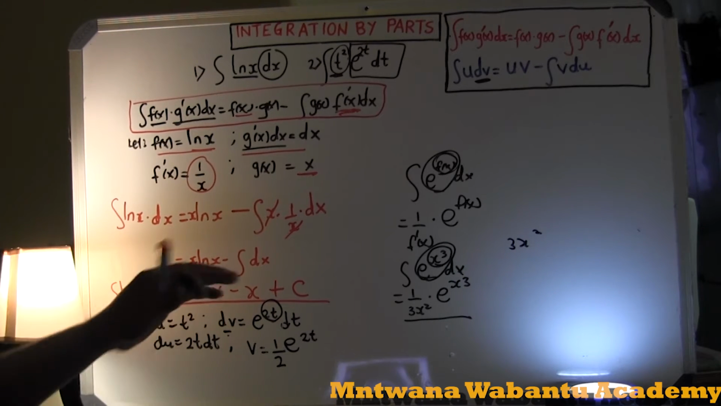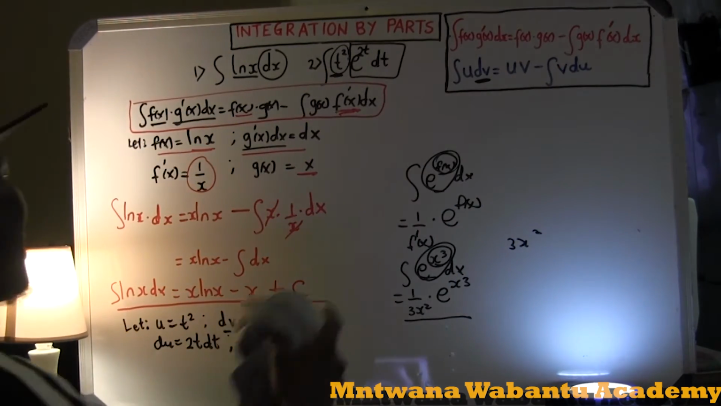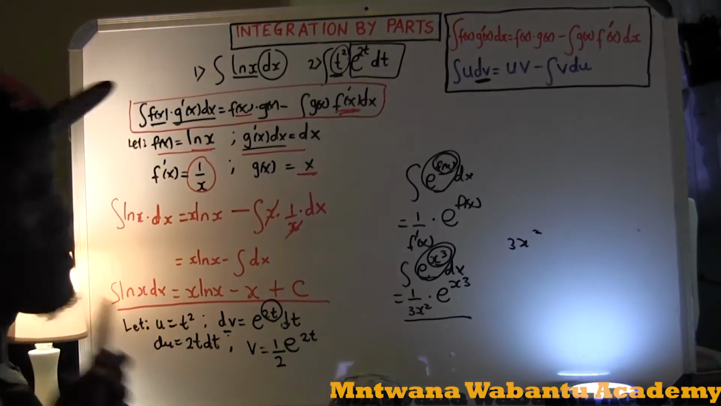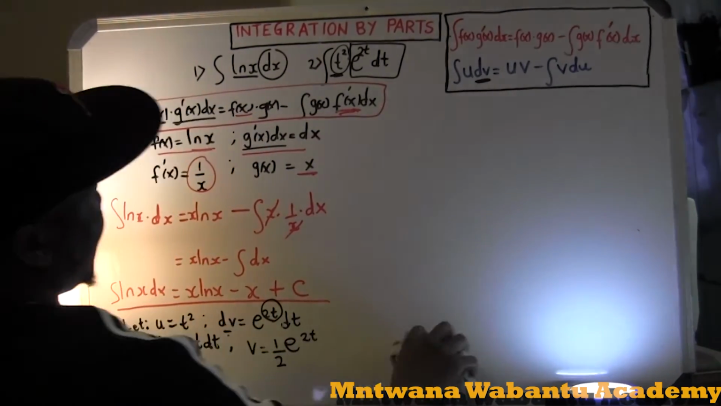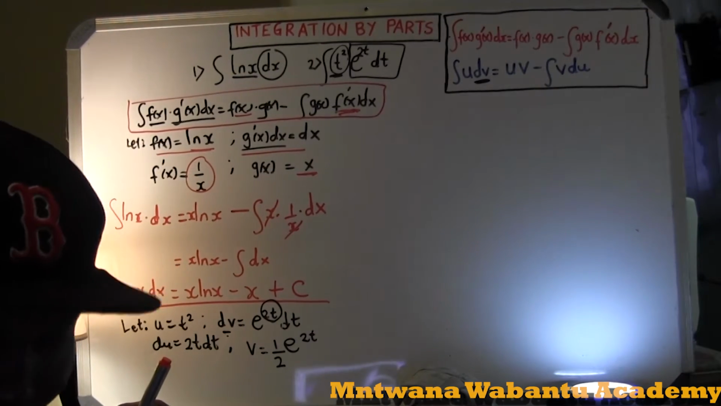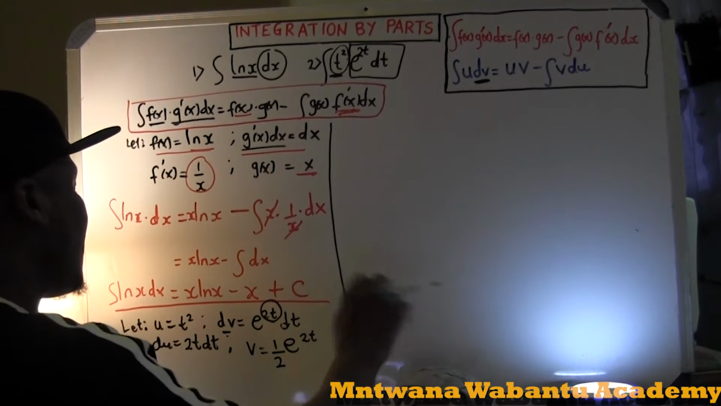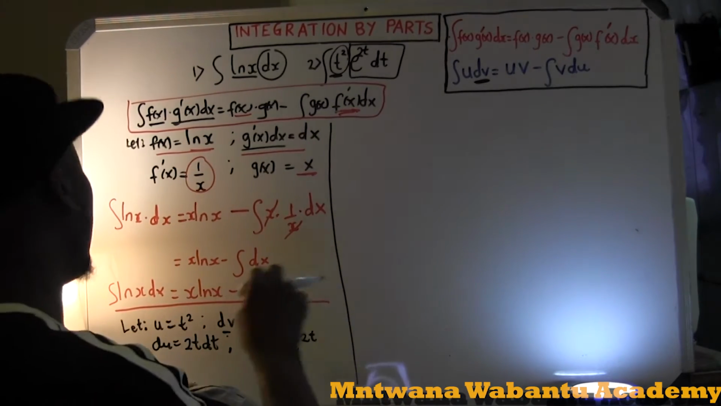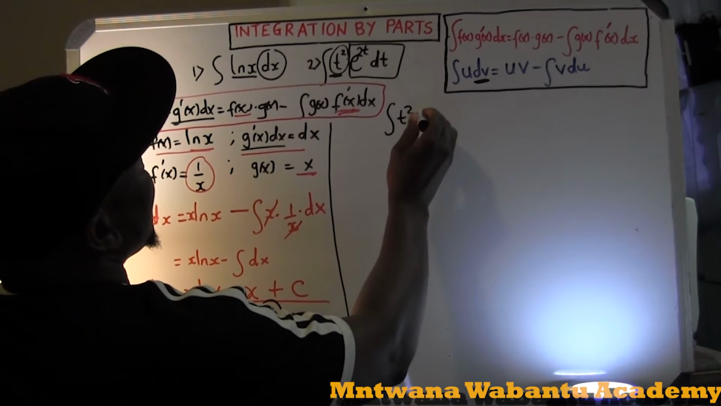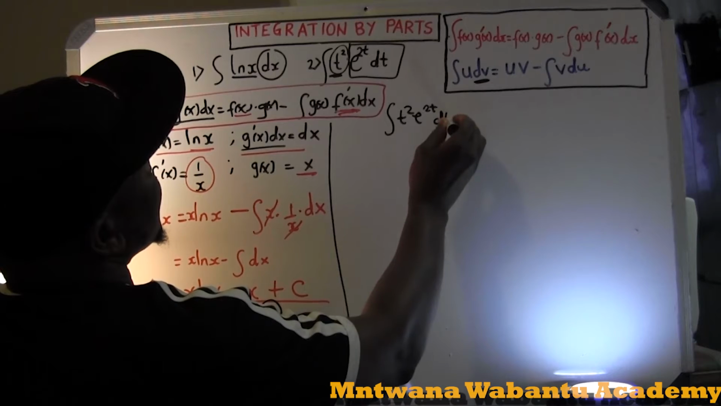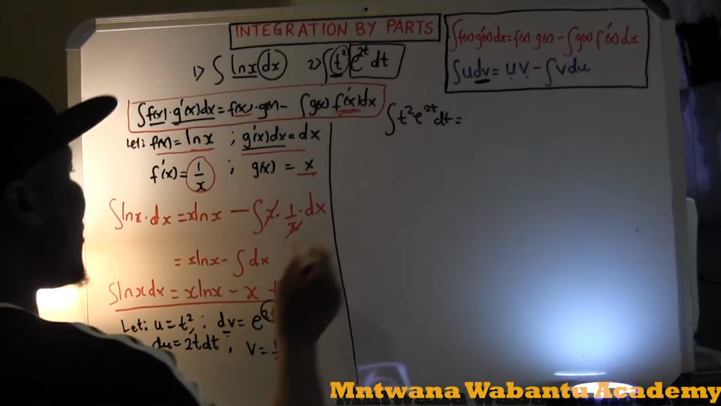So what I'm going to do is substitute into the given formula. Let me erase here. So now we say what we're given, which is the integral of t e to the 2t dt equal to u times v. What is u? u equal to t squared.